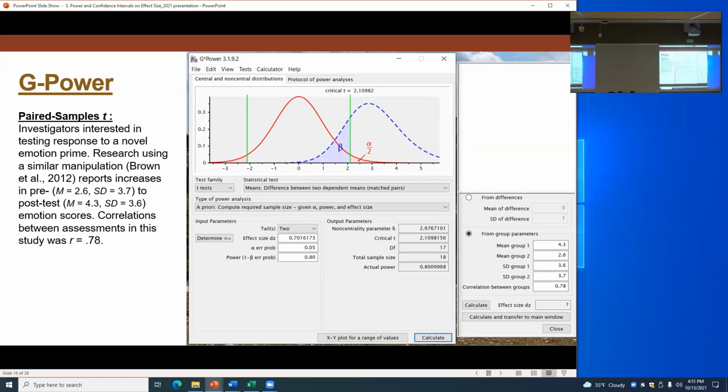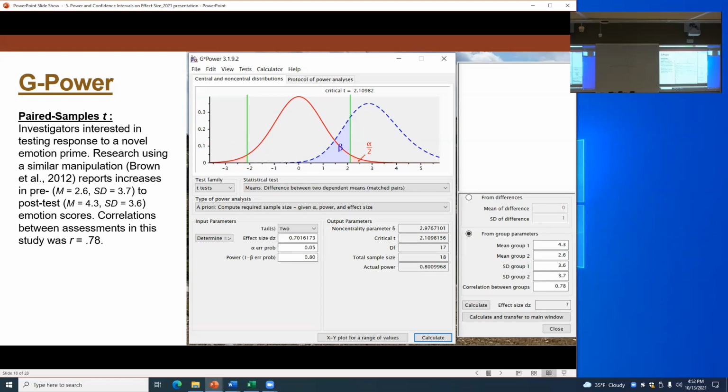And I go through and calculate, and it looks like I need 18 people in my sample, which is pretty slick. I'm happy about that, right? If I have a paired sample test, I need 20 people to adequately power my test. Awesome, that's super doable, right? Unless we've got some really rare population that I'm trying to track down.